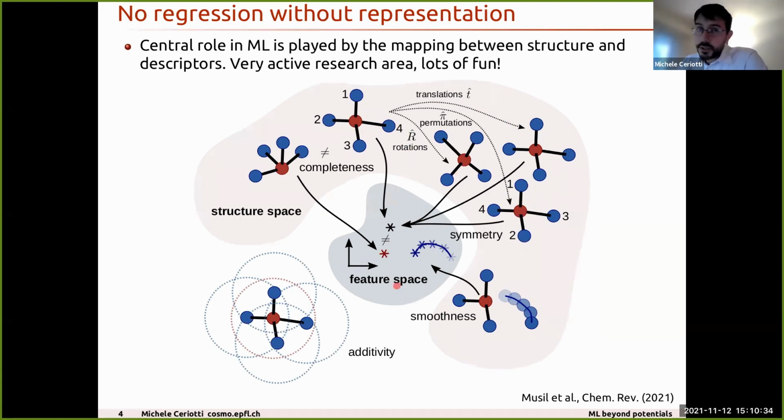Then we typically want this mapping to be smooth. Something that I will not have too much time to talk about, but is, in my opinion, essential to the construction of transferable models, is that of having a mapping in which a structure is described in an additive manner. So essentially, the entirety of the structure is broken down in a sum or a combination of representations of atom-centered environments.